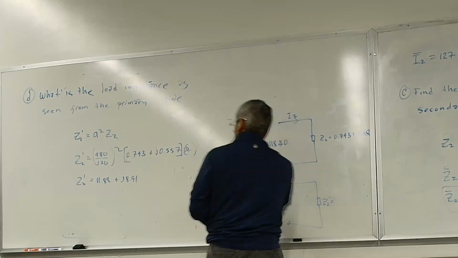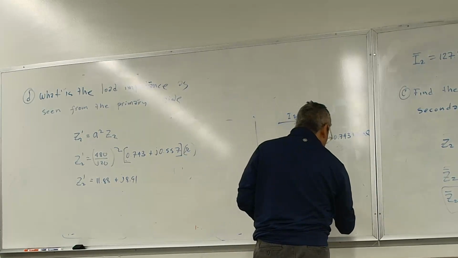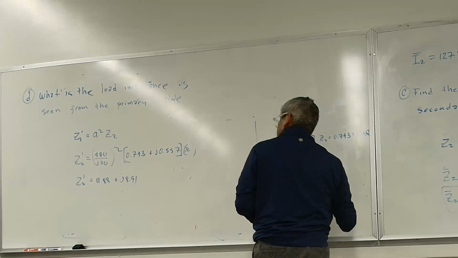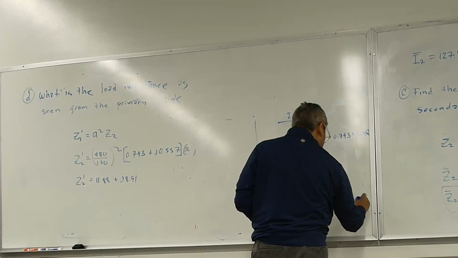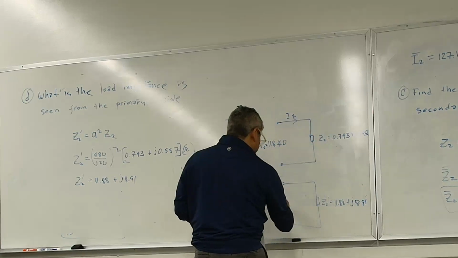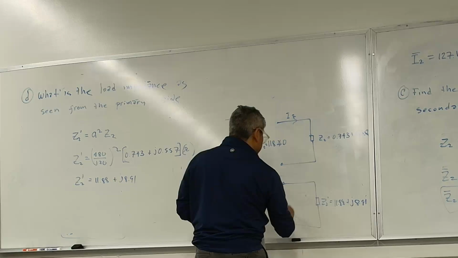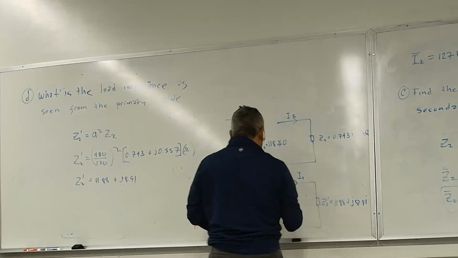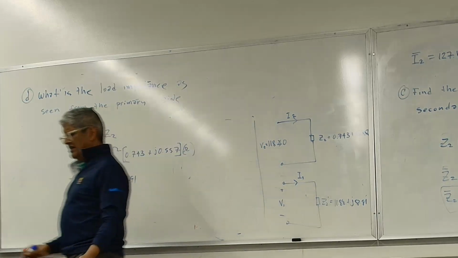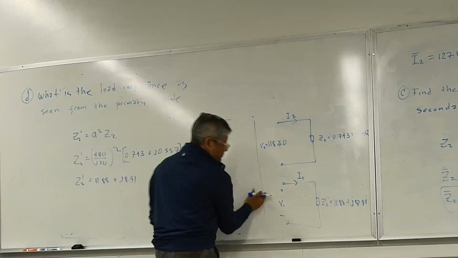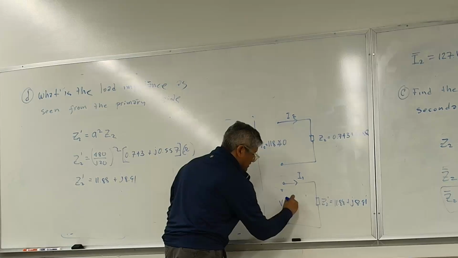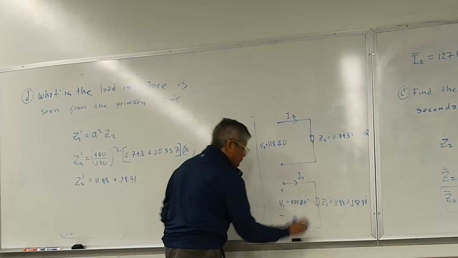Z2 prime, which is equal to 11.88 plus j8.91. This is V1, plus minus. This is I1. And I forgot what V1 was. Was it 472? Yeah, right? So you can solve it as 472 angle 0. 472 angle 0, I'm going to say approximately.